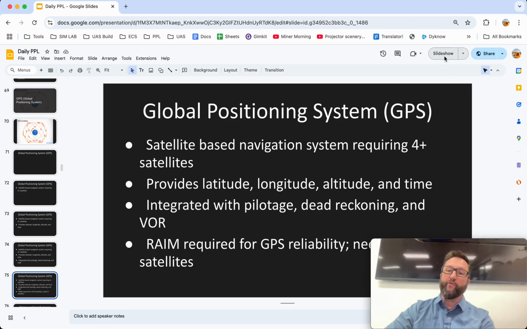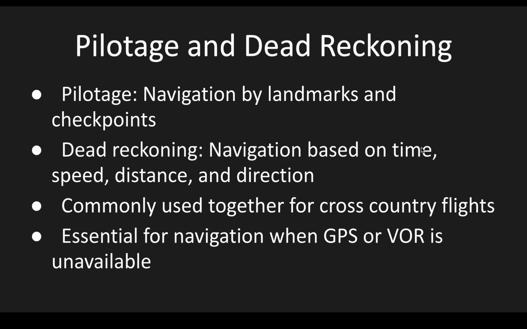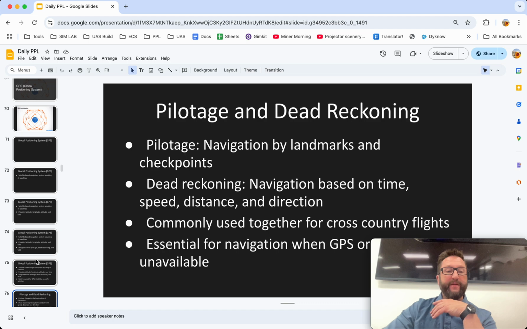Now, there's this thing called RAIM. And RAIM is required for GPS reliability. I believe RAIM stands for Receiver Autonomous Integrity Monitoring. And you need more than 5 satellites for that to be checked. And I'll explain that in a second. So yeah, let me explain it now, I guess.